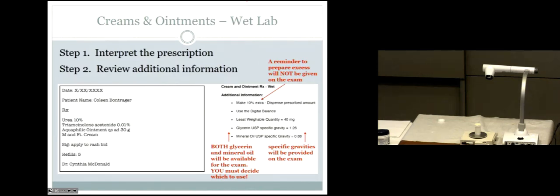What I want you to do is open it up and look at it. It's white, it's soft, it's water washable, it is a cream. So essentially you are making a cream despite the brand name there being aquaphilic ointment.